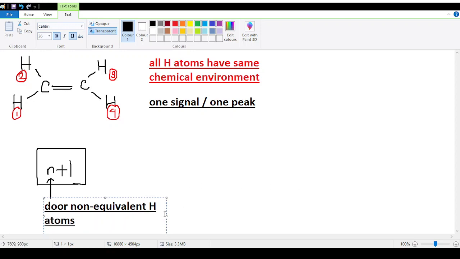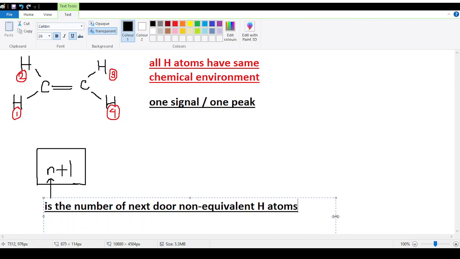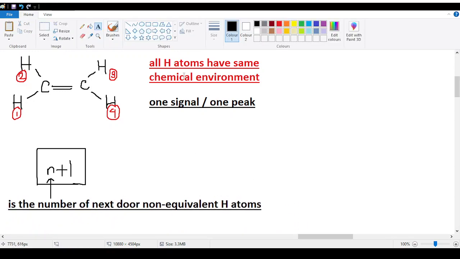So what does this actually mean? In this compound that I've drawn, let's focus on a single hydrogen at first. Let's focus on this hydrogen. This hydrogen is attached to this carbon here. Now who is the neighbor of this carbon atom? The neighbor of this carbon atom is this carbon atom, and that carbon atom has how many hydrogen atoms? Two hydrogen atoms.